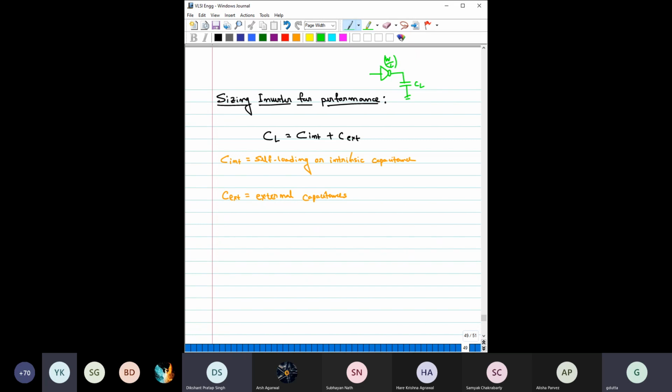Performance means here we are considering the delay performance. Later on we will also consider the power. So here we should understand, just to recap, the total capacitance is not actually the CL, so I should write here the C external. So total load capacitance CL is equal to the C internal capacitance plus, or not internal, this is basically intrinsic. Better to say intrinsic, because this is due to the self loading, so it is the intrinsic capacitance, you understand, right?